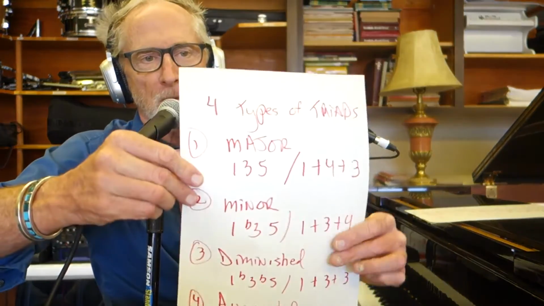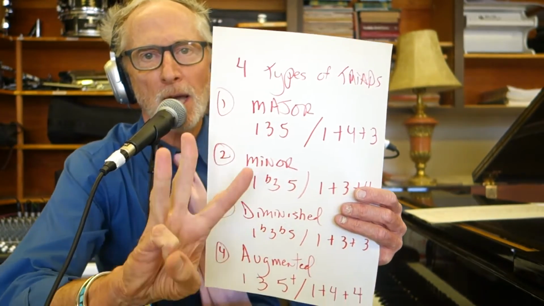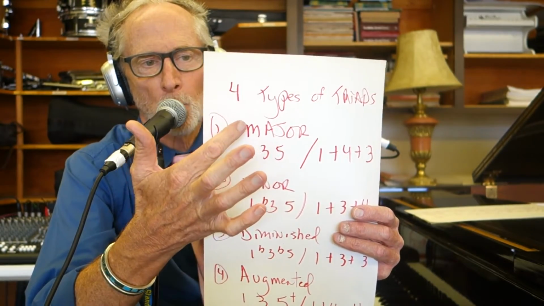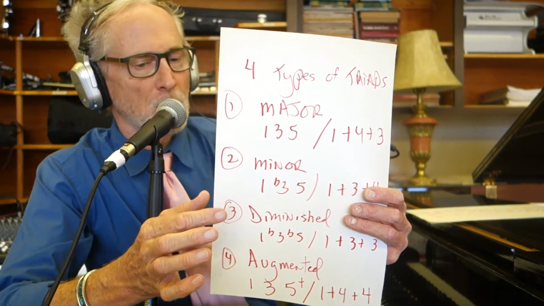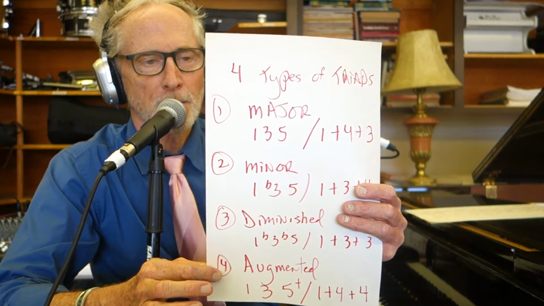Okay, get your pens out. All right, four types of triads. A triad is a three-note chord, okay? So guys, write this down. Number 1 is major, number 2 is minor, number 3 is diminished, and number 4 is augmented.